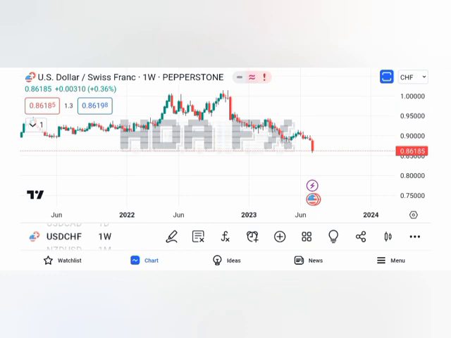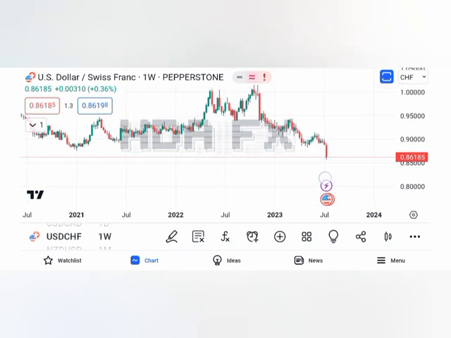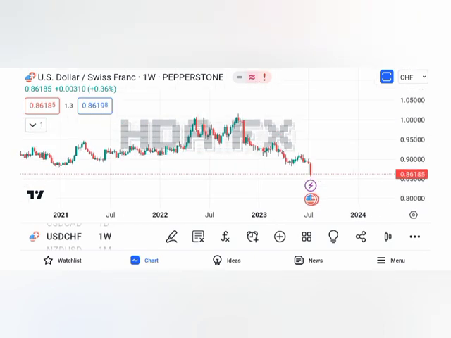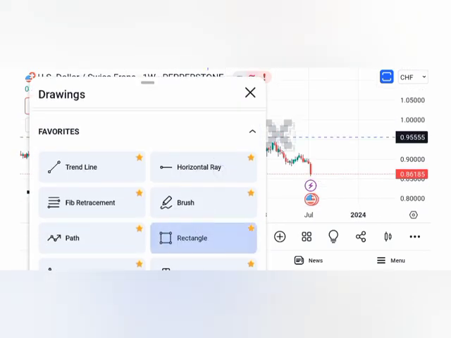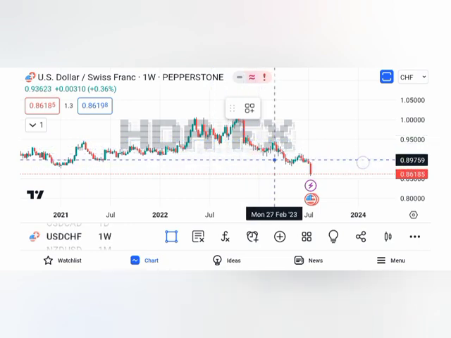So now guys, on USDCHF also, on the weekly time frame, you can see that the overall trend is bearish. And we saw price breaking this structure here. Price broke this structure here.